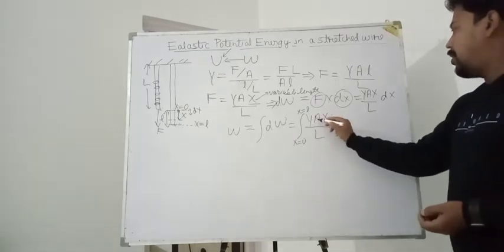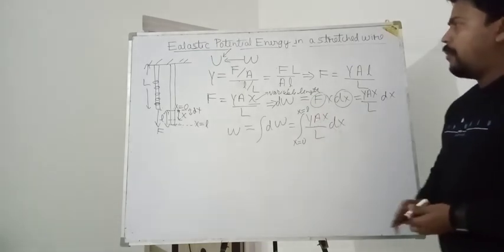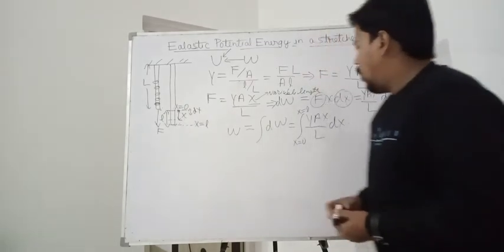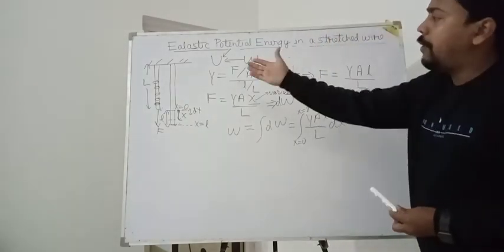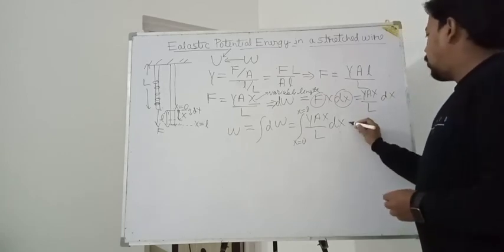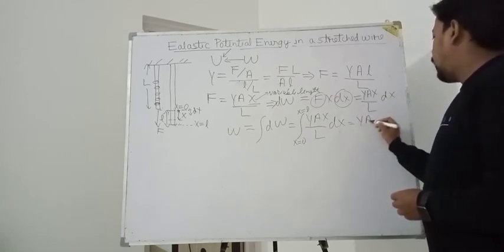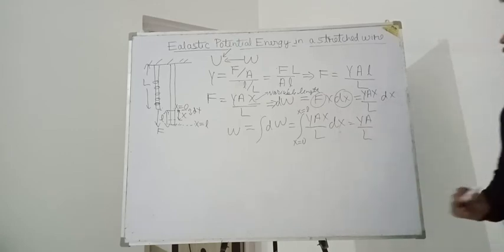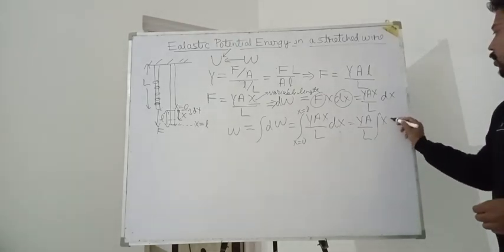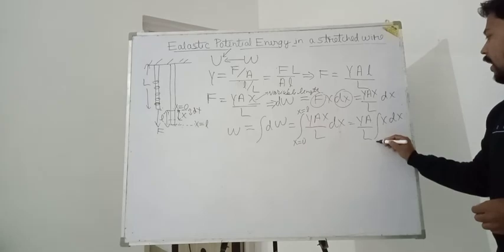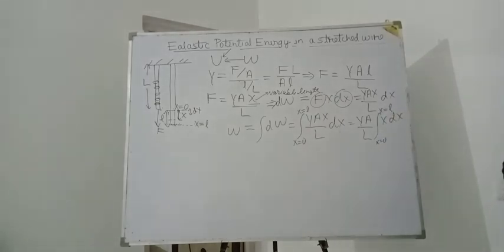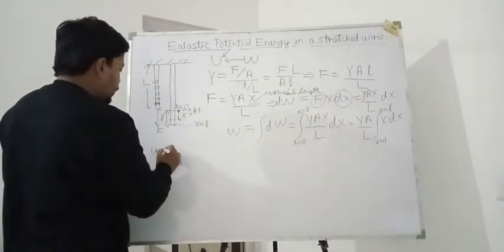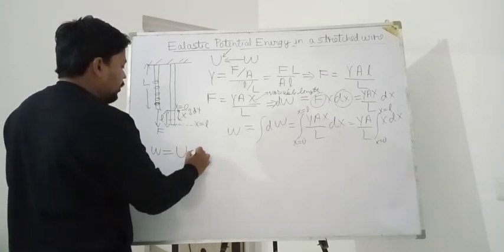So gamma is also constant, A is also constant, because I am not considering any lateral change here. And length is also constant, you can see. The given length is fixed for us. So gamma will come out, A will come out, and from the denominator L will come out. So what we get? x into dx, and x varies from 0 to x equals L.